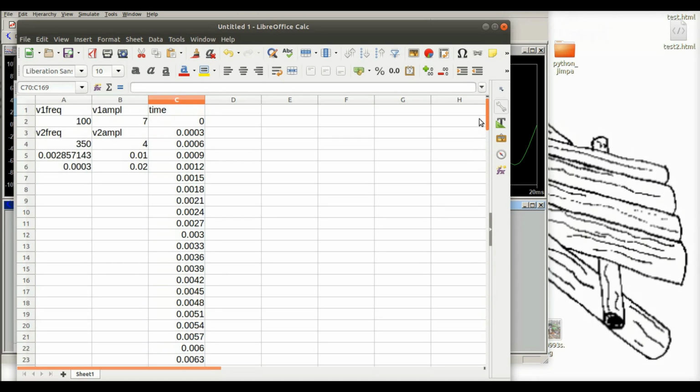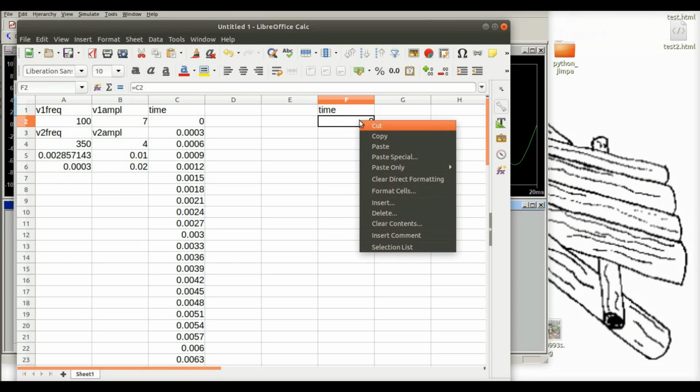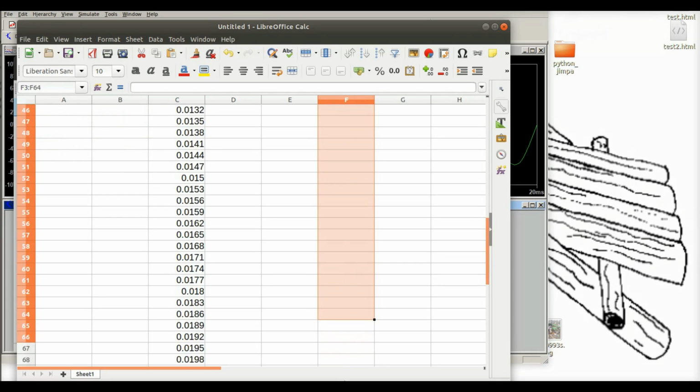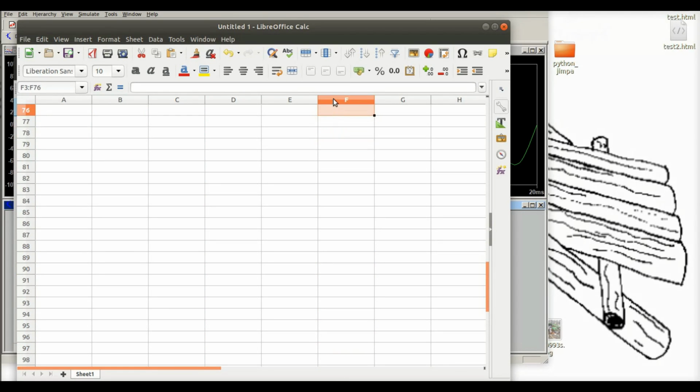So now I have time values between 0 and 0.02 and steps of 0.0003. I'm going to duplicate that column, and all I have to do here is just type in the cell reference. So this cell equals cell 2, and then if I copy this cell and go down, it's just going to copy all those C columns over into the F column, and I'm going to make them the same length.